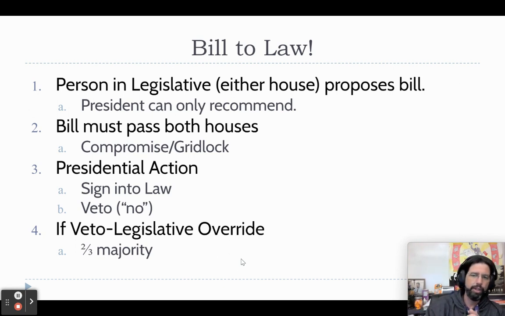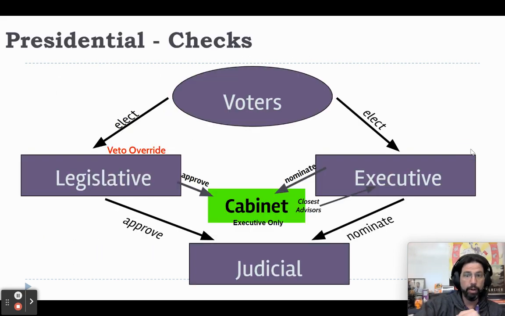If a bill is vetoed, it is gone. If it is overridden, then it succeeds and it automatically becomes a law. Veto overrides are very rare. They are very rare. Now, how do you check presidential power in this type of government?